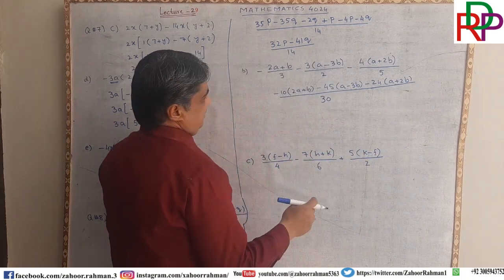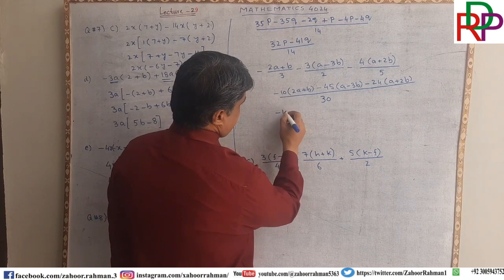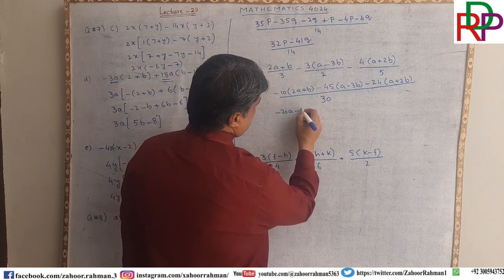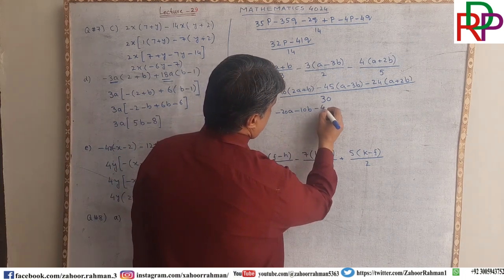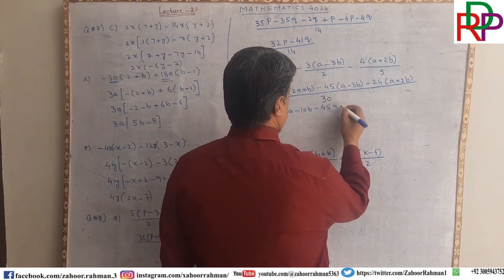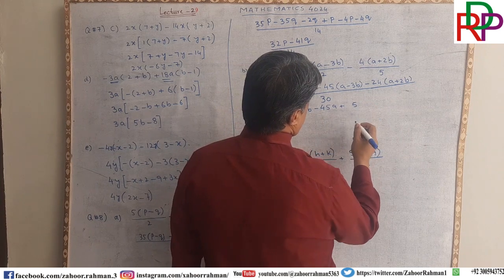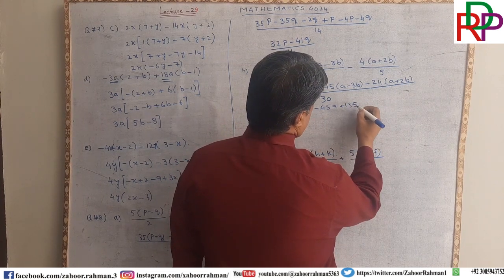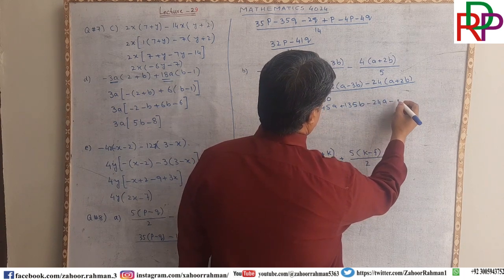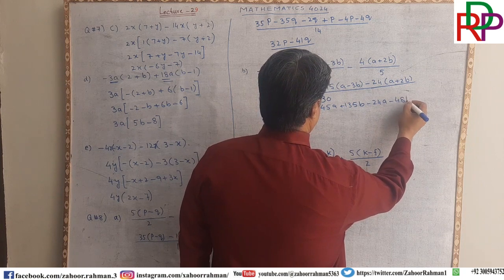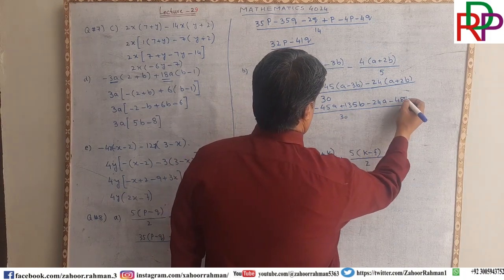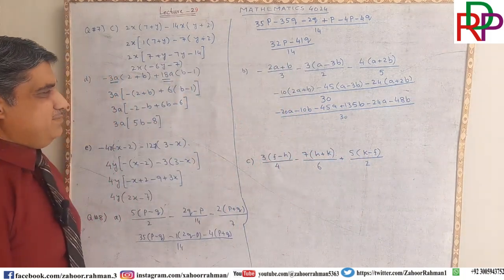And now we have to open it, minus 10 into 2 is 20a, minus 10b, minus 45a, and when 3 is multiplied with this, 135b, minus 24a, minus 48b, whole divided by 30. This is whole divided by 30.